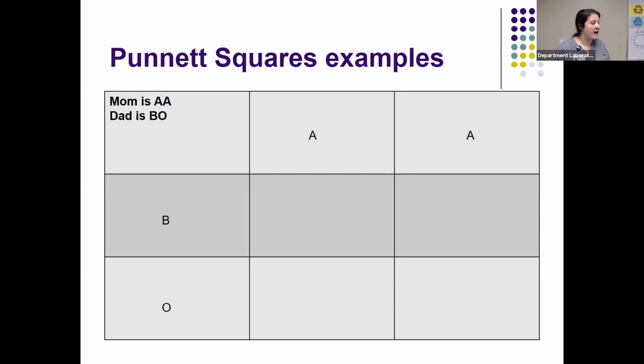Mom is AA and dad is BO. Can they have an AB offspring? Can they have an O offspring? No. So our options are AB, AB, AO, and AO. So their offspring will either be AB or A.